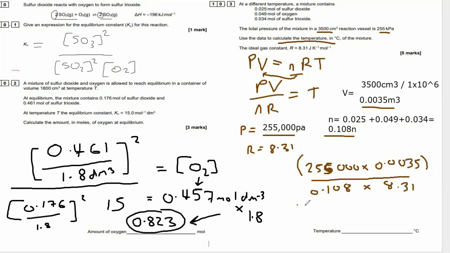994.5 Kelvin. Now what we need to do is subtract 273, because the answer they want in degrees, and that equals 721. We can get rid of the 0.5 because we put it to 3 significant figures, which is kind of standard at A level.